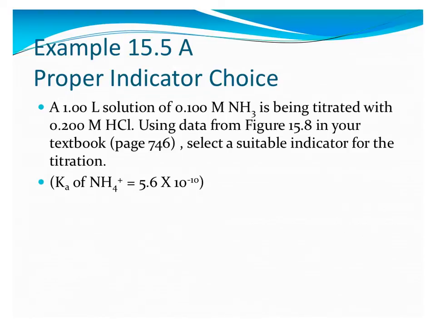So a 1 liter solution of 0.1 molar ammonia is titrated with hydrochloric acid. Select a suitable indicator. Well, this question is really asking for the pH at the equivalence point, and then we just find an indicator that will work. So what we need to do here is set up a neutralization reaction between the acid and the ammonia to make NH4 plus. That'll give us the equivalence point.